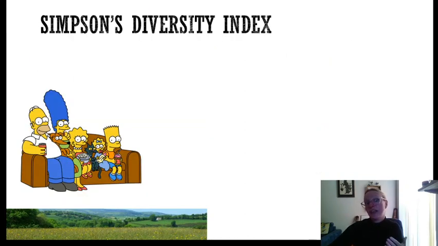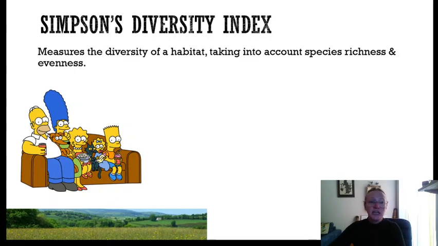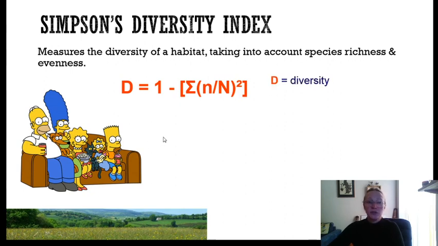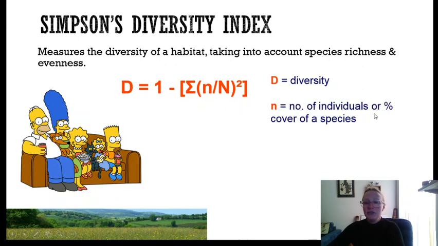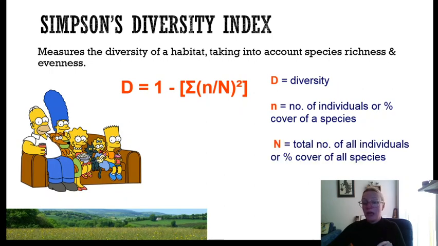So what we can use for that is the Simpson's Diversity Index. Simpson's Diversity Index measures the diversity of a habitat, taking into account both the species richness and the species evenness. And this is the formula here. Just to break it down for you, D represents the diversity of a habitat. Small n is the number of individuals or percentage cover of a species. Big N is the total number of all individuals or total percentage cover of all species.